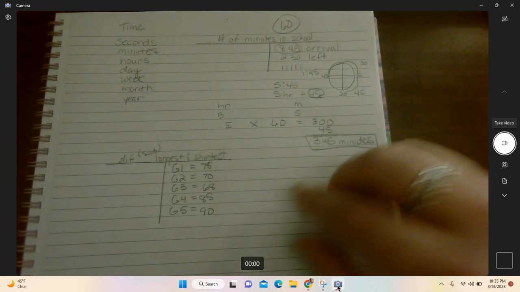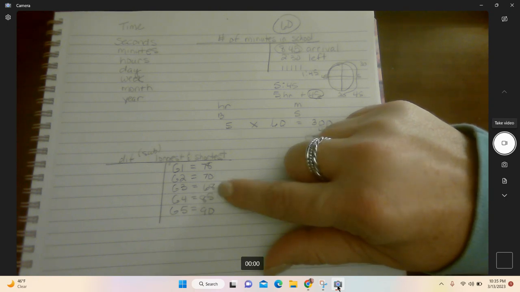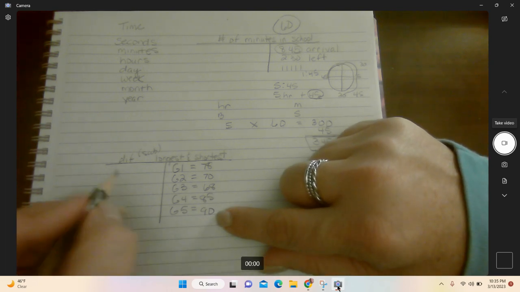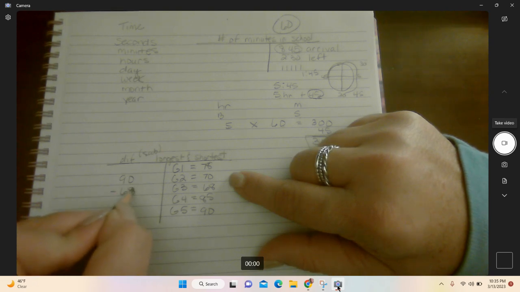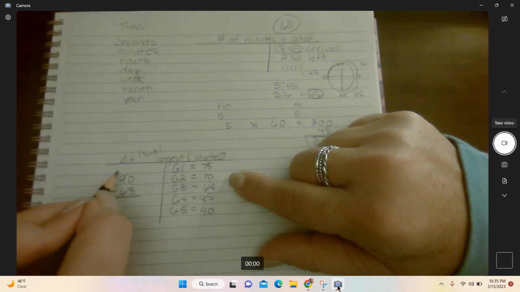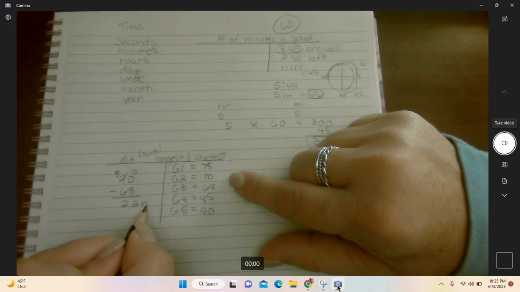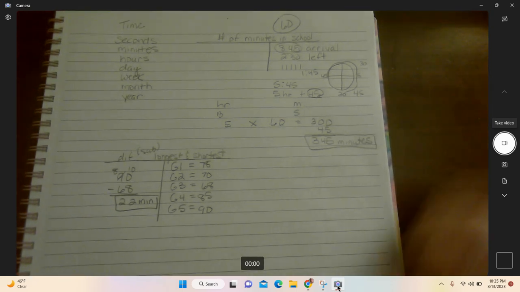Now that I have figured that out, the shortest one appears to be 70 minutes. No, 68, sorry. 68 is the shortest, and 90 is the longest. So it looks as though I need to do 90 minus 68. 9 becomes 8, that's 10. 10 minus 8 is 2. 8 minus 6 is 2. So it looks like the difference in time between the longest and the shortest is 22 minutes. Not too bad, right?